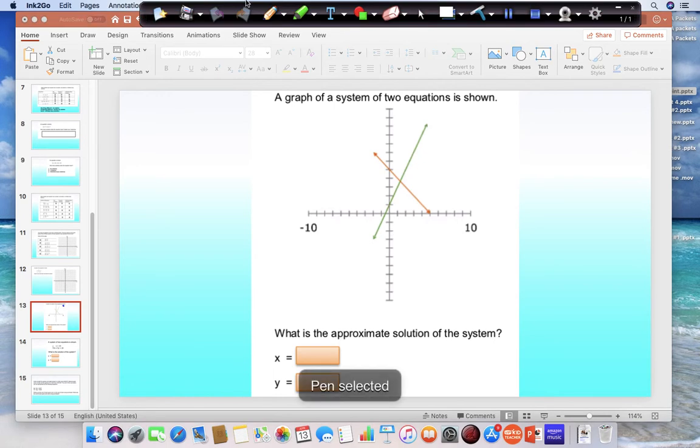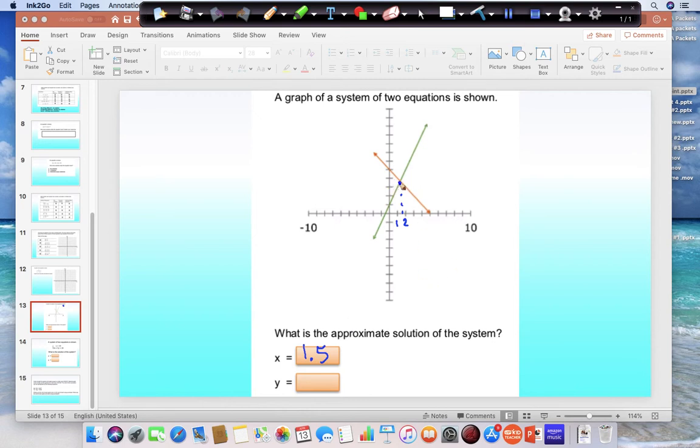Okay, it says a graph of a system of 2 equations is shown, and it shows you that these are at the tens. 9, 8, 7, 6, 5, 4, 3, 2, 1. So these are counting by ones. It says, what is the approximate solution of the system? So our x value, if I draw a line straight down, is right in between the 1 and the 2. So anywhere in between the 1 and the 2 would be a fine answer. So I'm going to just pick it directly in between, which is 1.5. You could have picked any number in between 1 and 2, and I would have taken that as a correct answer.